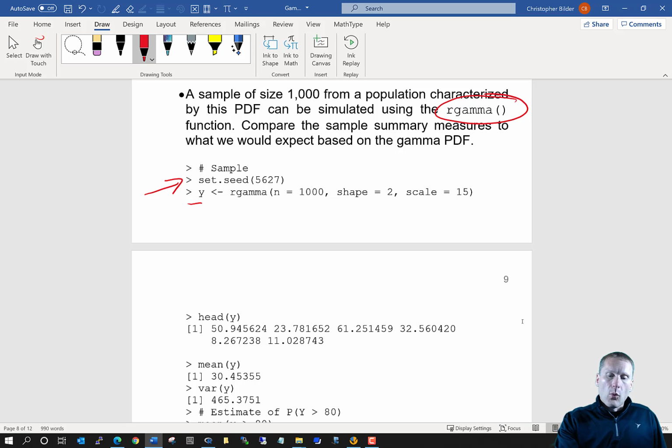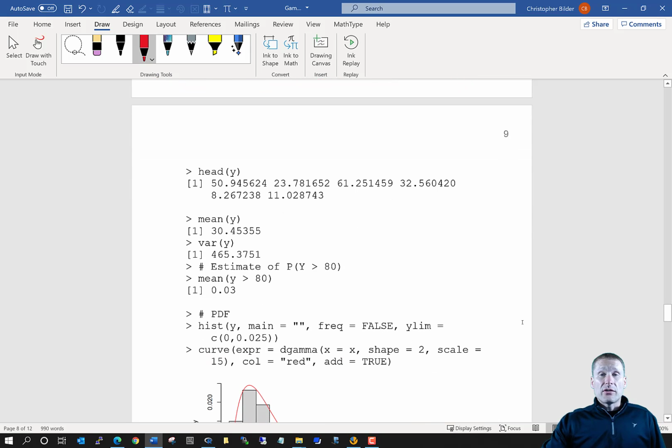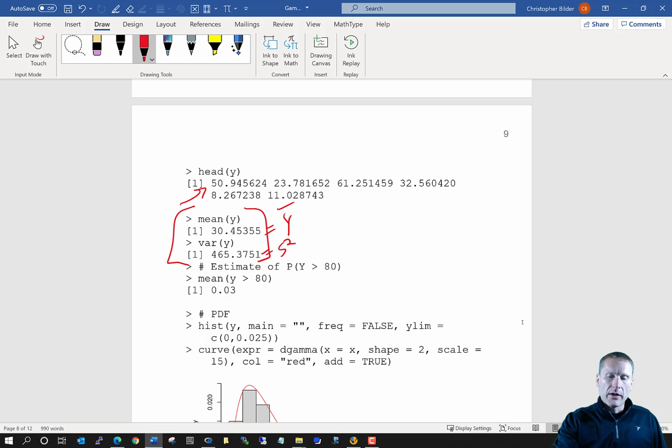Then y is going to get the results from the rgamma function, where I want to sample a size 1000 with my alpha to be 2 and my beta to be 15. If I use the head function to look at the first 6 of these sample values or observations, the first one had a lifetime of 50.9 months, the next one 23.7 months, and so on. I can use the mean function and the variance function to find the sample mean and the sample variance, in other words, y bar and s squared.